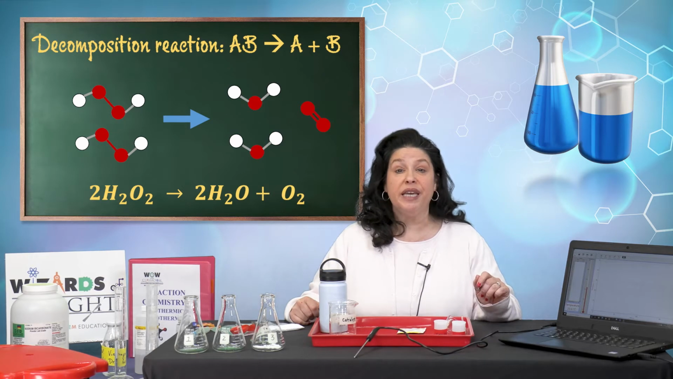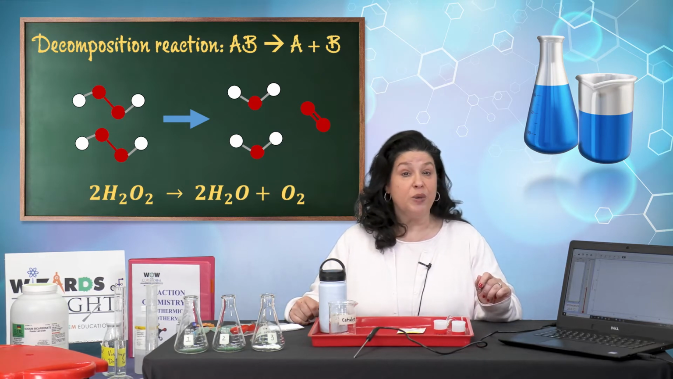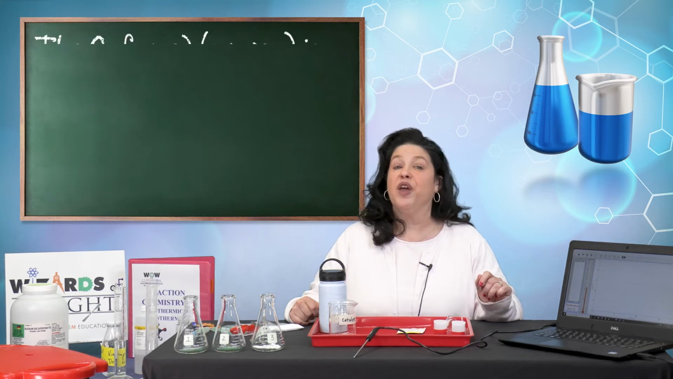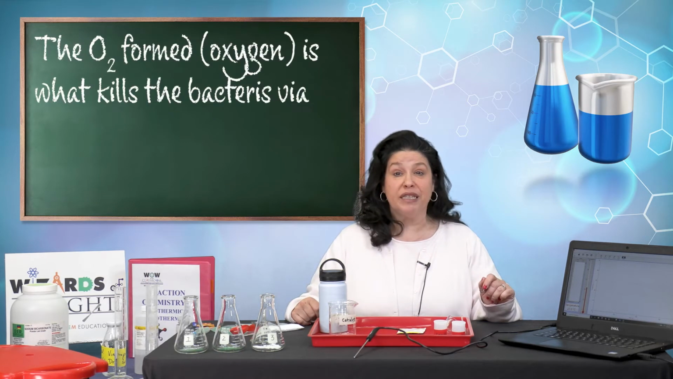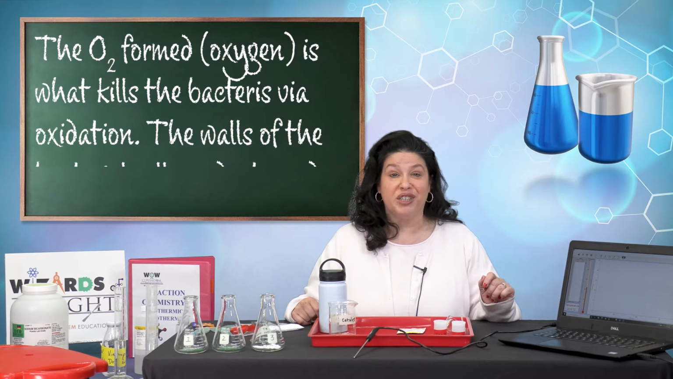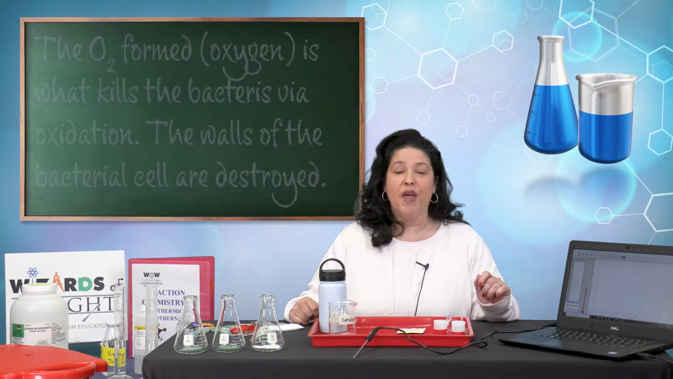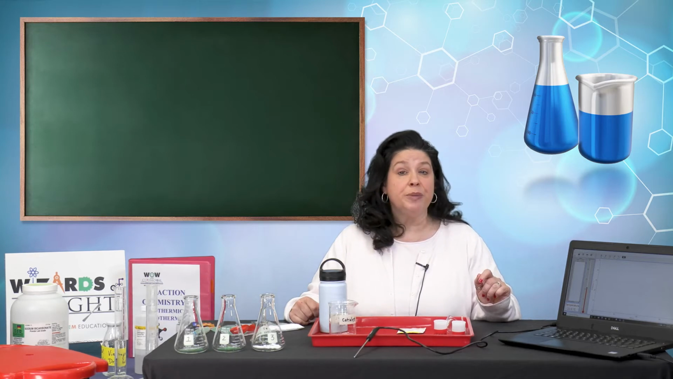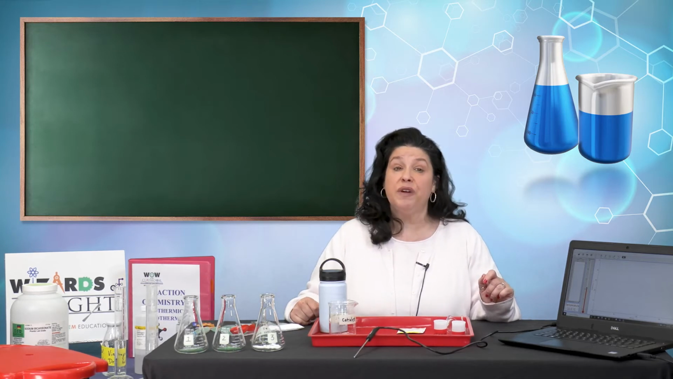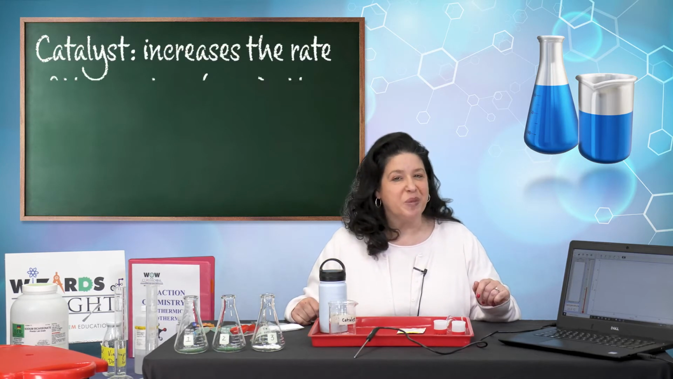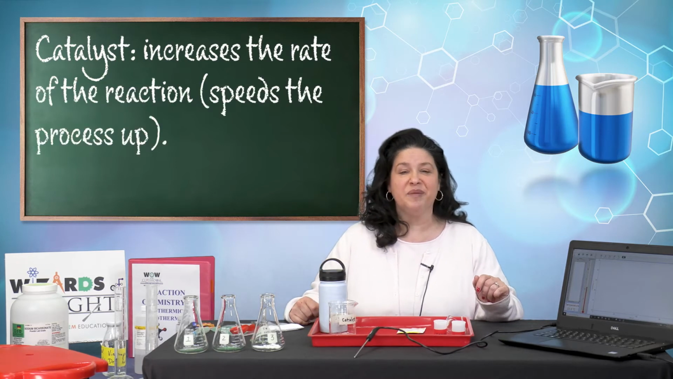The bubbles you see when you add the hydrogen peroxide to a cut is a sign of that decomposition. The O2 formed is what kills the bacteria through a process called oxidation. The walls of the bacterial cell are destroyed. The rate or speed at which hydrogen peroxide decomposes is just very slow. Let's speed this process up using a catalyst.